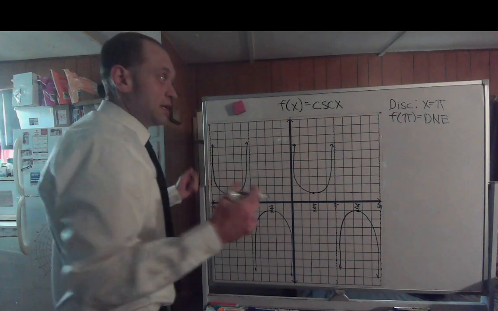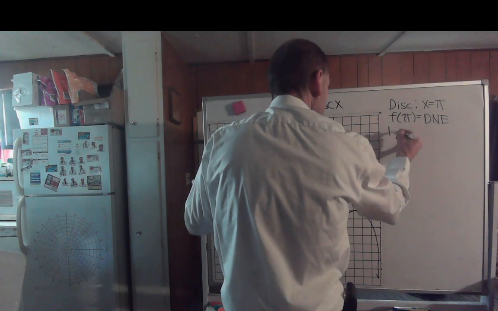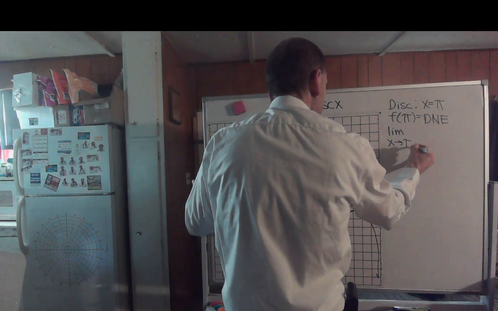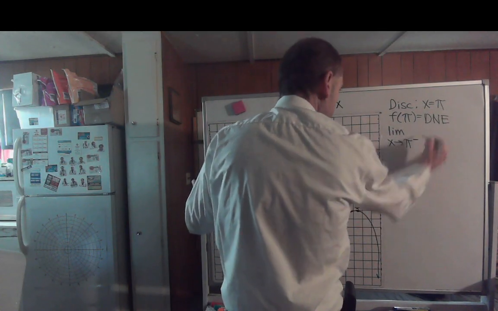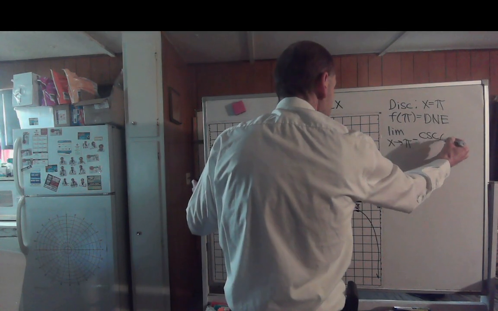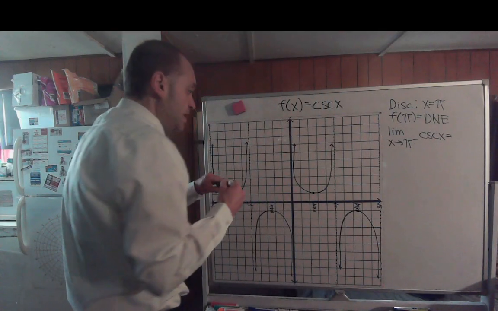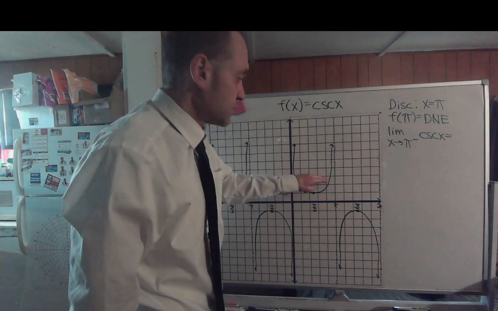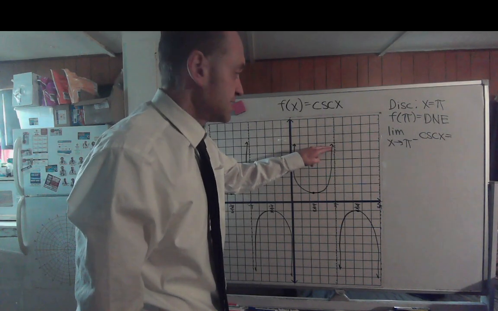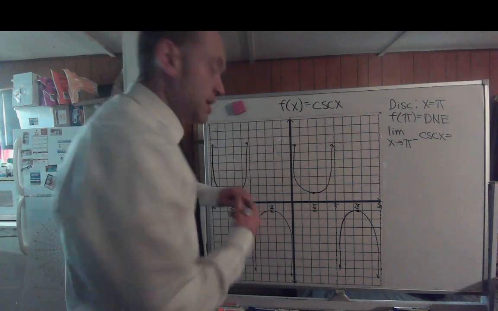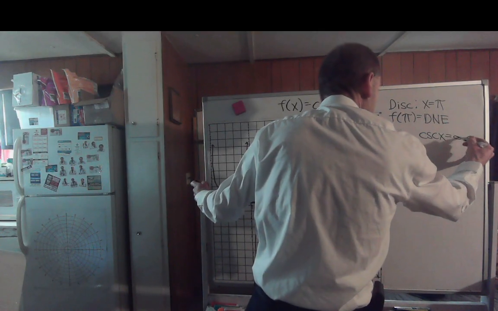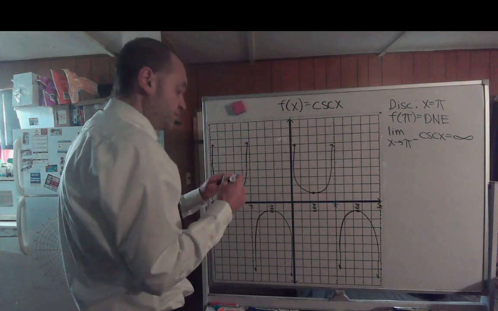let's explore the limits. So what about the limit as x approaches pi from the left of cosecant of x? So I'm going to trace along the curve. I get infinitely closer and closer to pi from the left-hand side. I just keep going up and up and up. So the limit as x approaches pi from the left of cosecant of x is infinity.